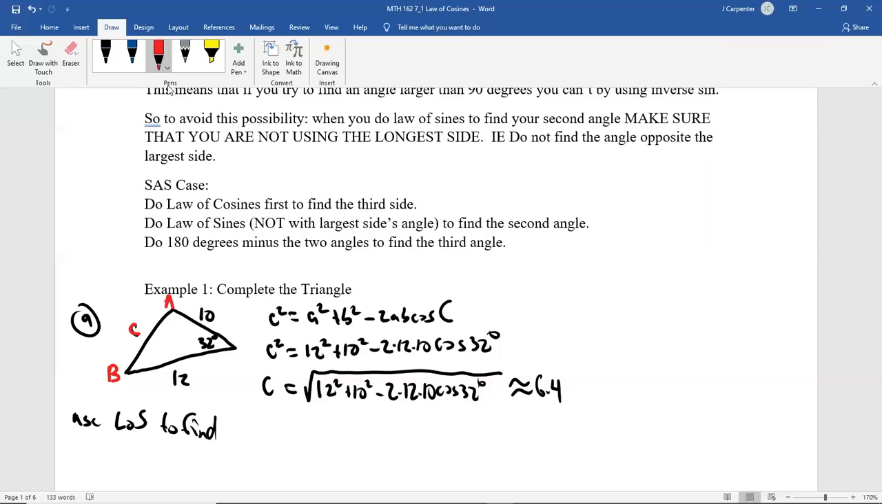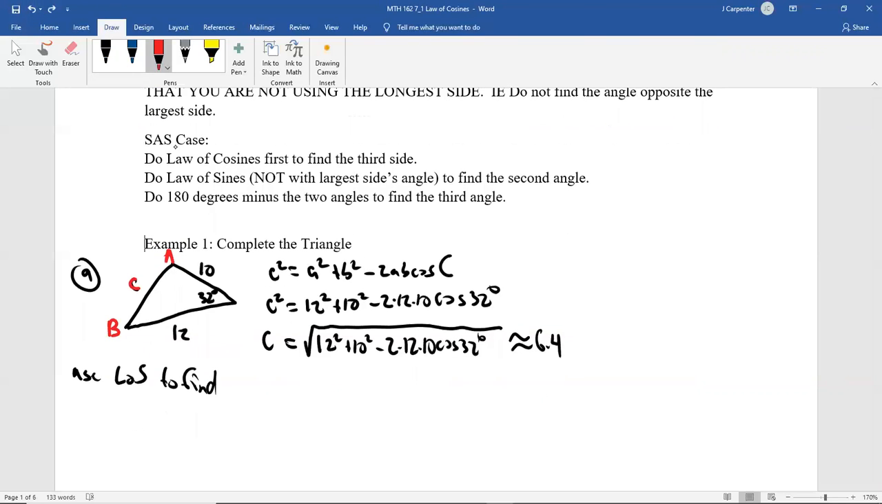All right, so use the law of sines to find... make sure you are not using the longest side. The longest side up here was the 12, so do not find A. We don't want to find A with the law of sines because it's possible that that angle is bigger than 90. It's possible, it's not a guarantee. We don't know right now, we don't want to risk it. So we've got to find angle B, we have to. Otherwise we're flipping a coin and putting fate in our hands.